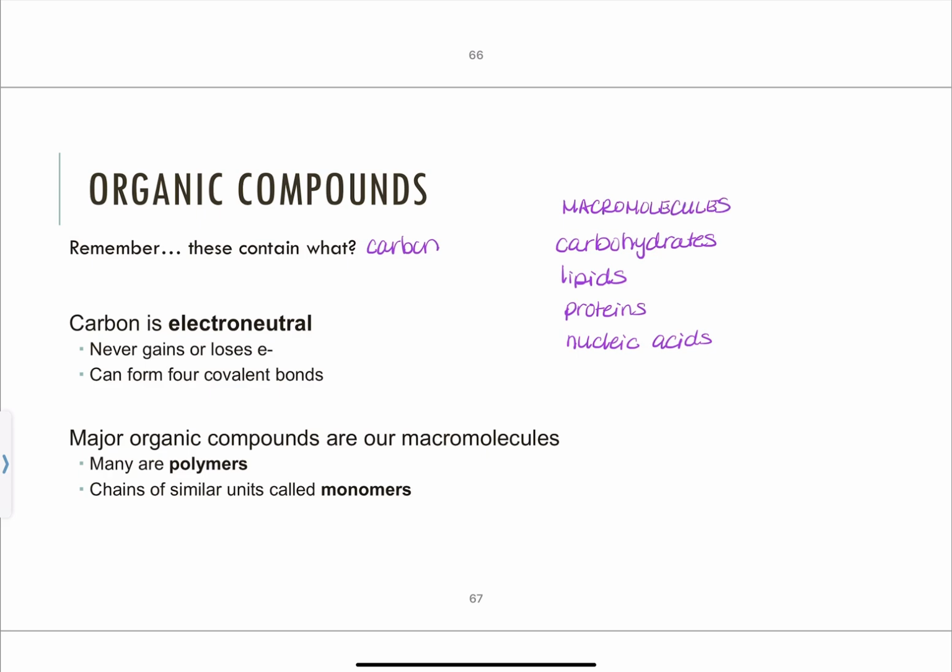So our body is constantly breaking down carbohydrates, lipids, proteins, and nucleic acids into their monomers to be used for different things. And we're also taking the monomers and building them back up. So depending on what macromolecule we're talking about is going to determine what type of monomer that's used to make them. So if we're talking about carbohydrates, their monomers are monosaccharides. So those would be the building blocks that make our carbohydrates. If we're talking about proteins, those are made of amino acids.